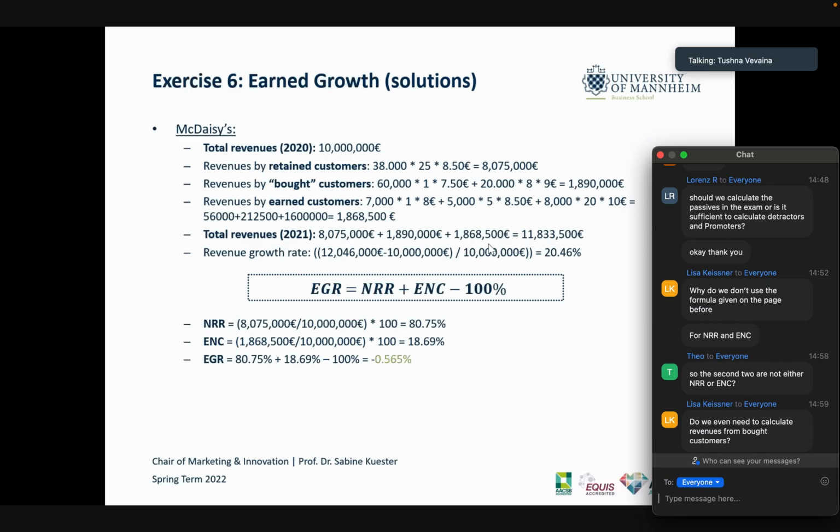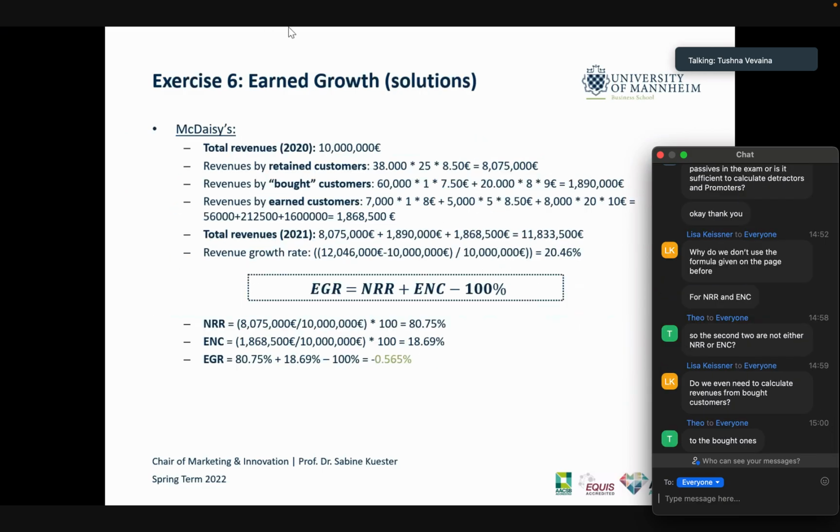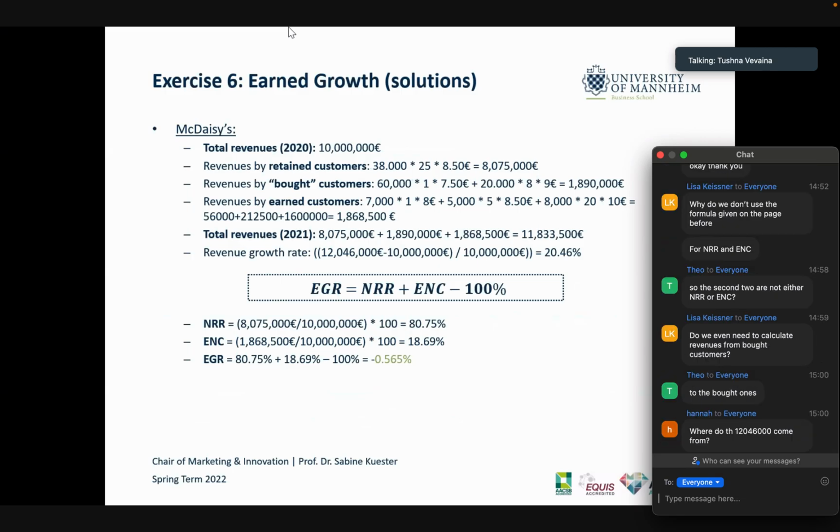The second two are not either NRR or ENC. Second two, are you referring to the statements? This one? This is your retained customers. So this is NRR. Do we even need to calculate revenues from bought customers? Calculated for the sake of your interpretation. So when you're interpreting your answers, you'll see that these figures come into play.